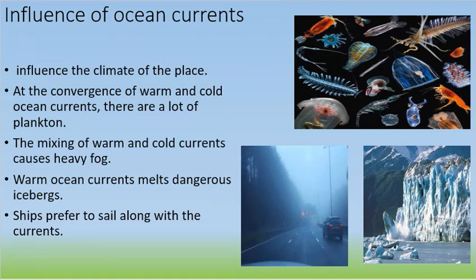Now, next topic is influence of ocean currents. First, they influence the climate of the place. Second, at the convergence of warm and cold ocean currents, there is a lot of plankton. Third, the mixing of warm and cold currents causes heavy fog. Fourth point, warm ocean currents melt dangerous icebergs. Fifth point, ships prefer to sail along with the currents.